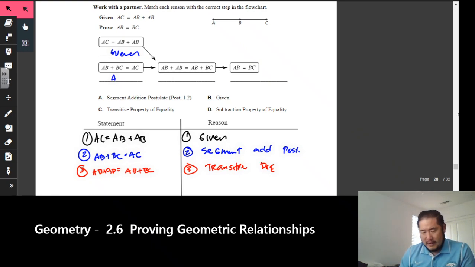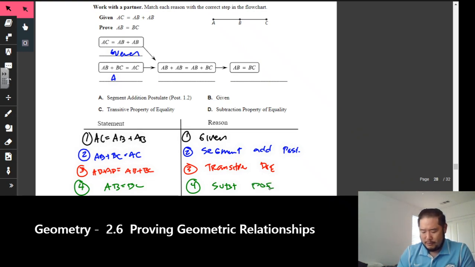All right, and then finally, they went from statement 3 to statement 4, which now became AB is equal to BC. Well, it looks like something went away, and that would be AB on each side. So how can we eliminate something from both sides? We'll go ahead and put right here, subtraction property of equality. And there you have it.